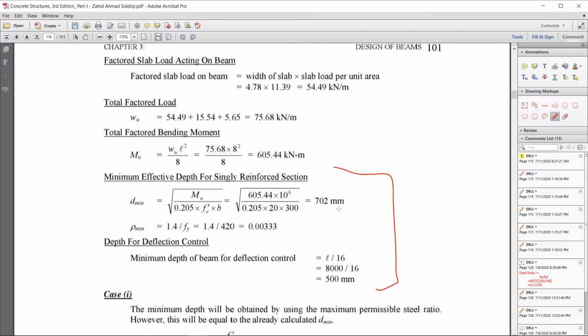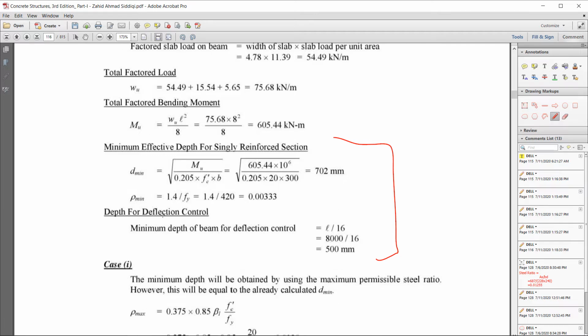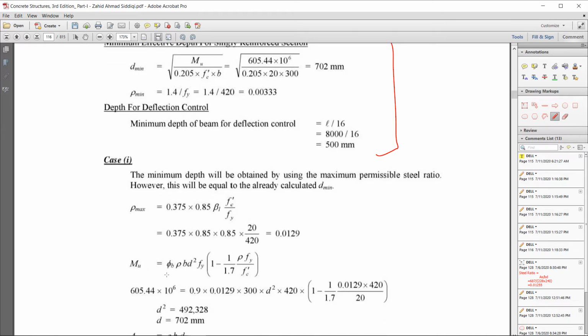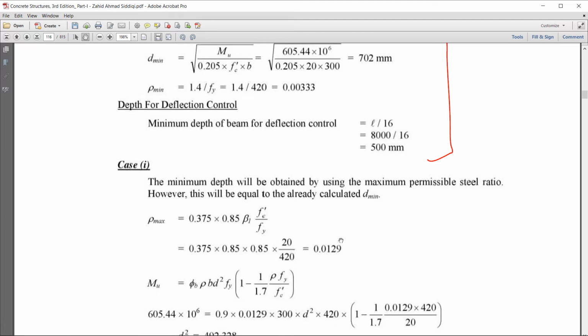But the first condition of this question is you have to provide the depth of the beam against the rho maximum. So here is the rho maximum. The formula is 3 by 8 for the tension control, 0.85 into 0.85 into 20 by 420, that is the rho maximum value. Then with this rho maximum value you can get the value of depth.